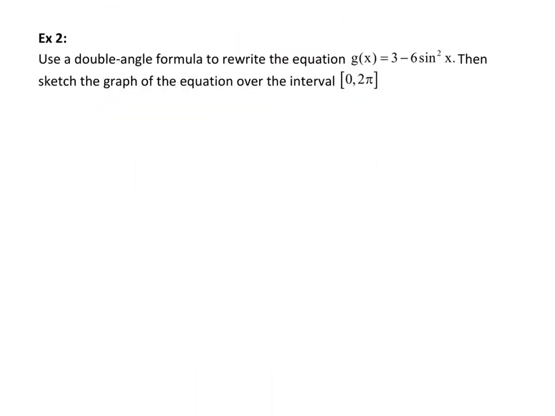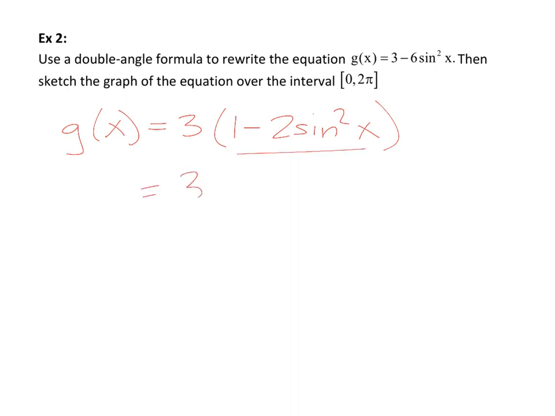All right, for example 2, it's telling you to use the double angle formula to rewrite the equation. And we're also going to sketch the graph going from 0 to 2 pi. Okay, let's see here. I could factor out a 3 from the expression, leaving me with 1 minus 2 sine squared x. And I could substitute what in for that? I could substitute cosine of 2x.